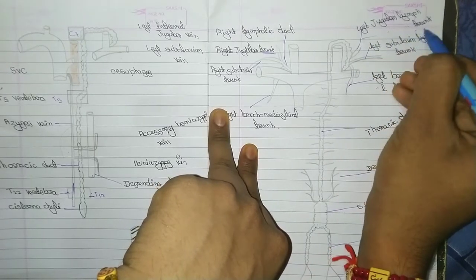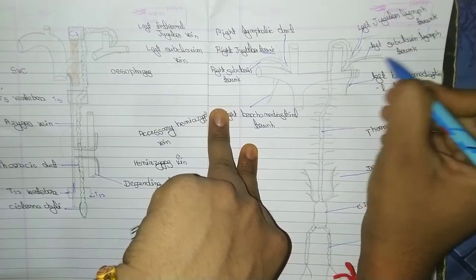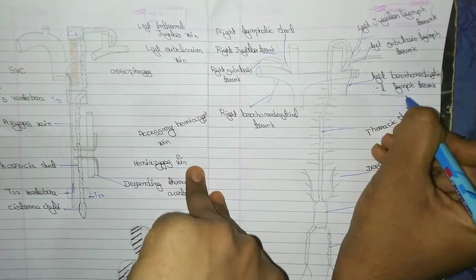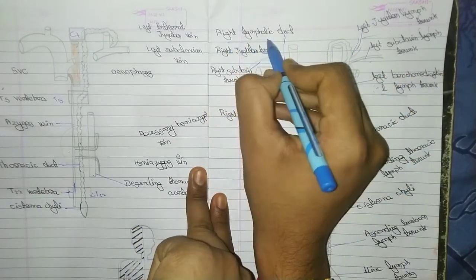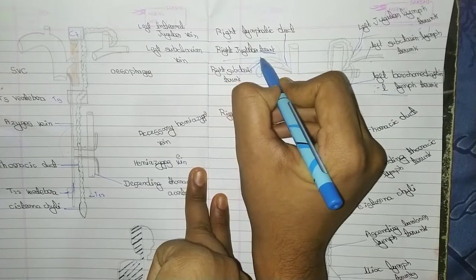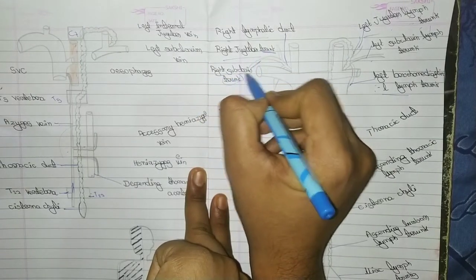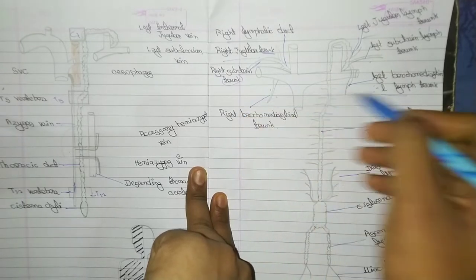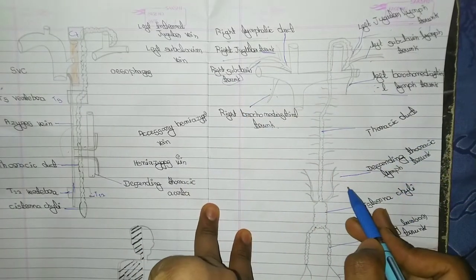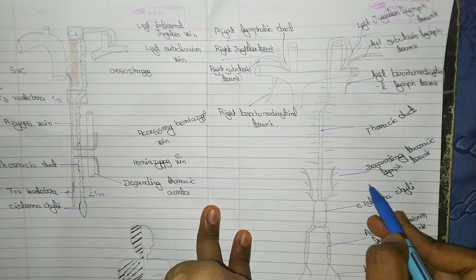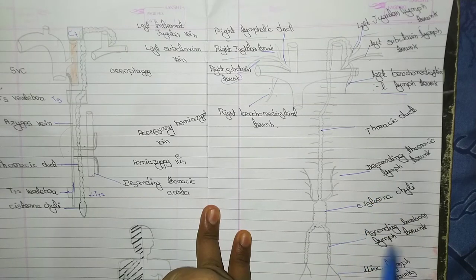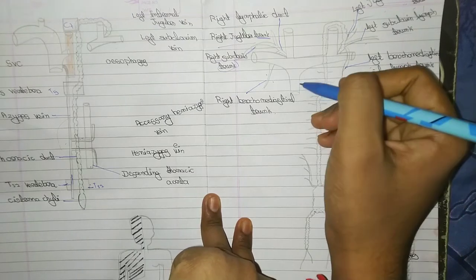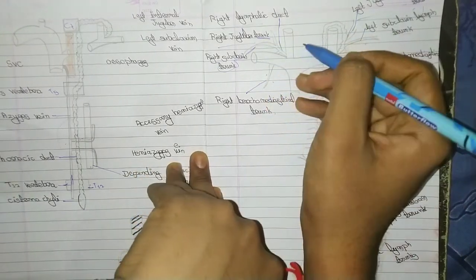Once again we'll study. Left jugular lymph trunk, left subclavian lymph trunk, left bronchomediastinal lymph trunk. Here the right lymphatic trunk, right jugular trunk, right subclavian trunk, right bronchomediastinal trunk. Descending thoracic lymph trunk, ascending thoracic lymph trunk, and iliac lymph trunks. These are the branches of the thoracic duct.